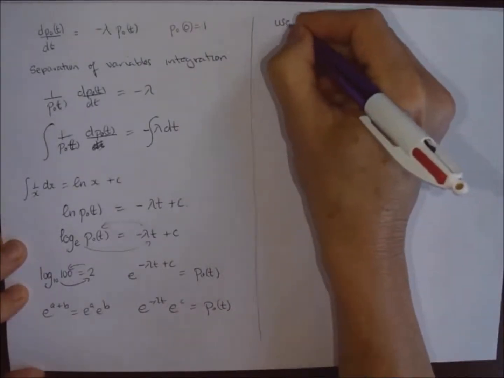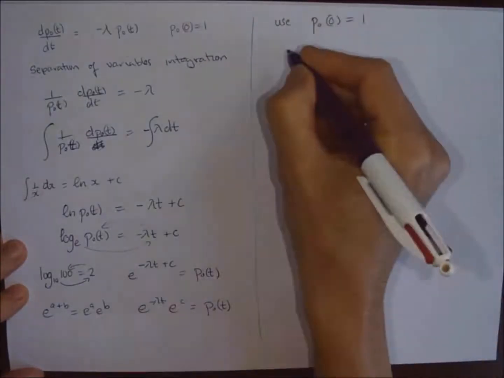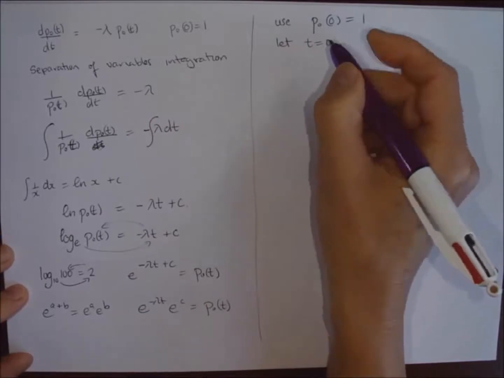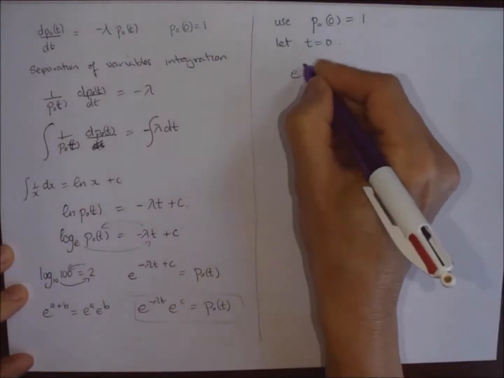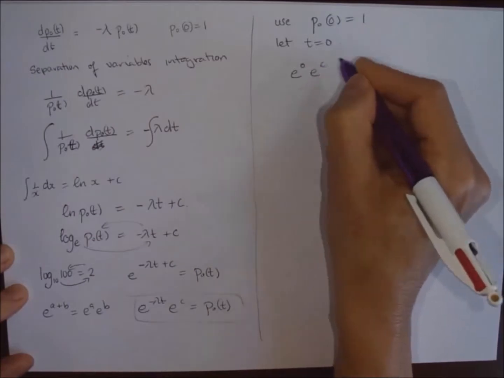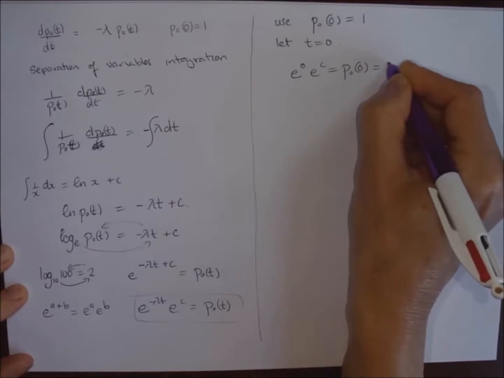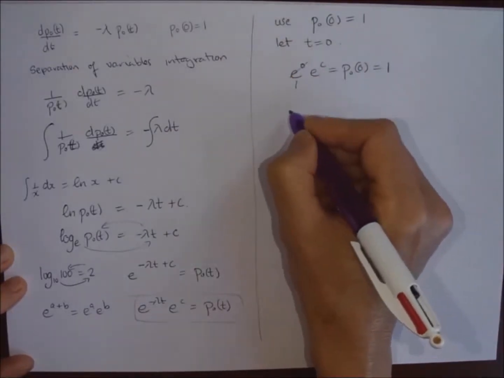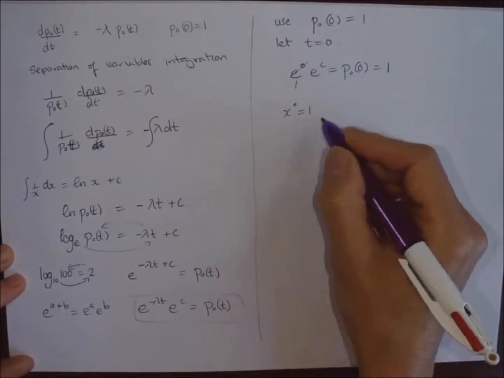Then we use the initial conditions we were given. We use that p0(0) equals 1, so that means let t equal 0. If we let t equal 0, this equation now becomes e to the 0 times e to the c equals p0(0), which is 1. Anything to the power of 0 equals 1, say x to the power of 0 equals 1.